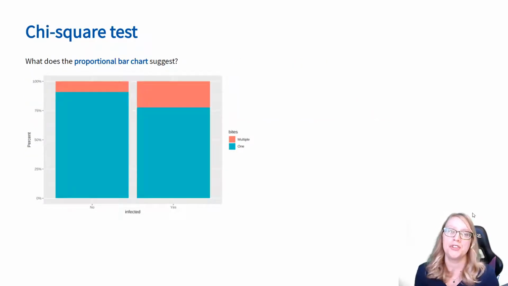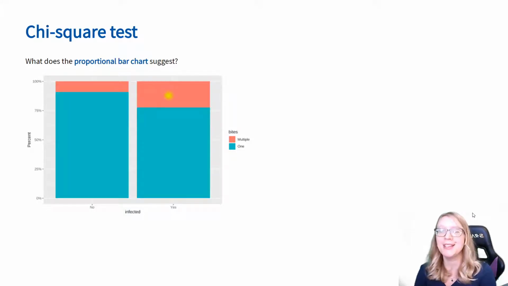Now, looking at this proportional bar chart, so that's a term we can use to describe these bar charts that are scaled based on percents. Here's what we're seeing. Overall, most mosquitoes only had one person's blood in their system. That's indicated by the blue being the most common in both groups. Of the infected mosquitoes, though, they look more likely to have bitten multiple people. This multiple people bar is a little bit bigger, quite a bit bigger in fact, almost twice the size, in the yes group, so the mosquitoes that were infected with the Plasmodium compared to those who were not.